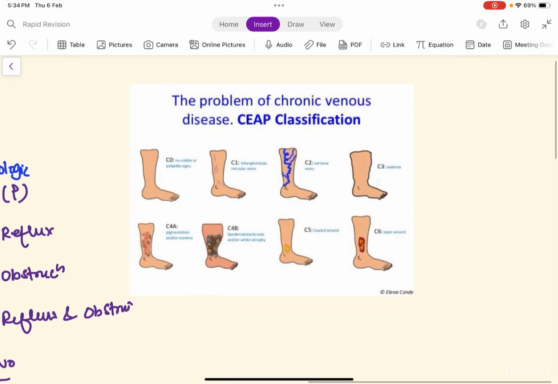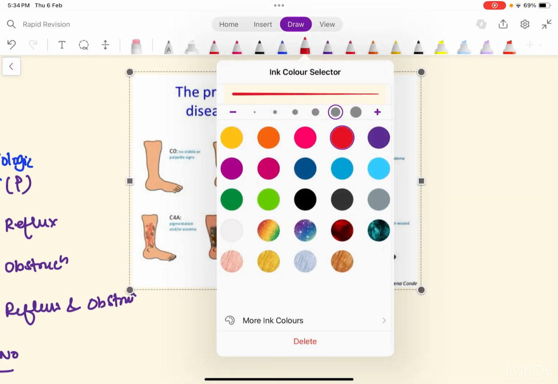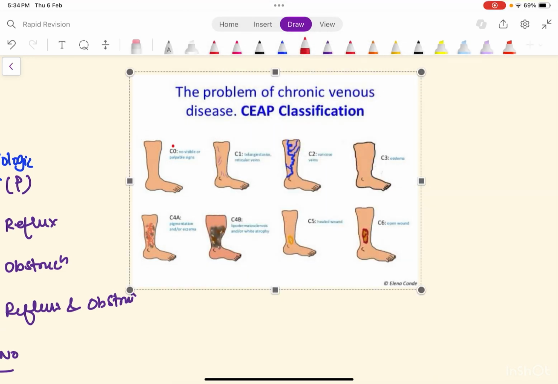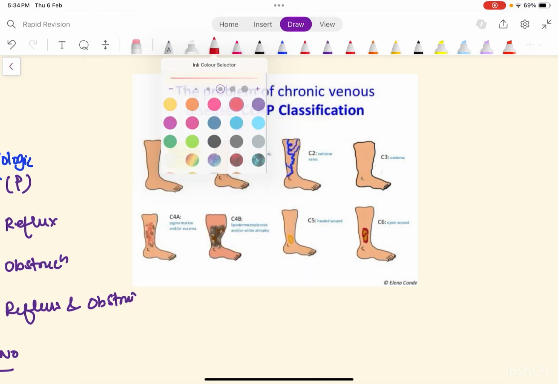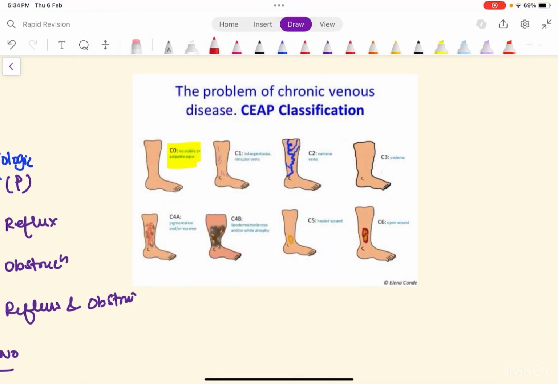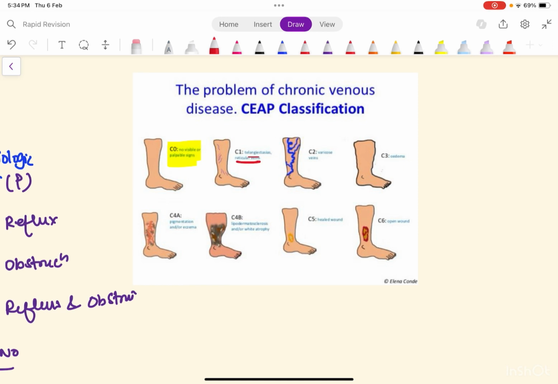So this is the photograph. So let's just see the photograph. So first of all, here we can observe that first one is C0. So basically what was C0? C0 was when no visible sign can be made out, right? Then coming on to the second, which is the telangiectasia or the reticular veins. Then severe form of it, varicose veins. Then more severe, edema. Then 4A and 4B.